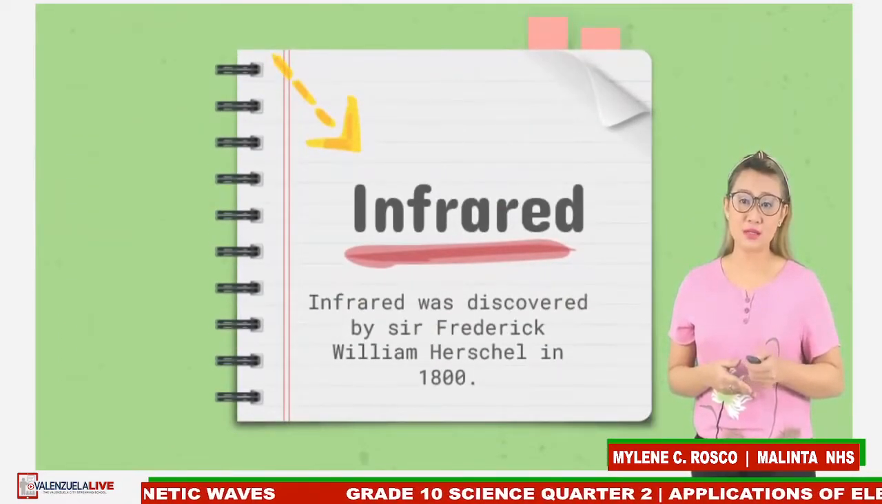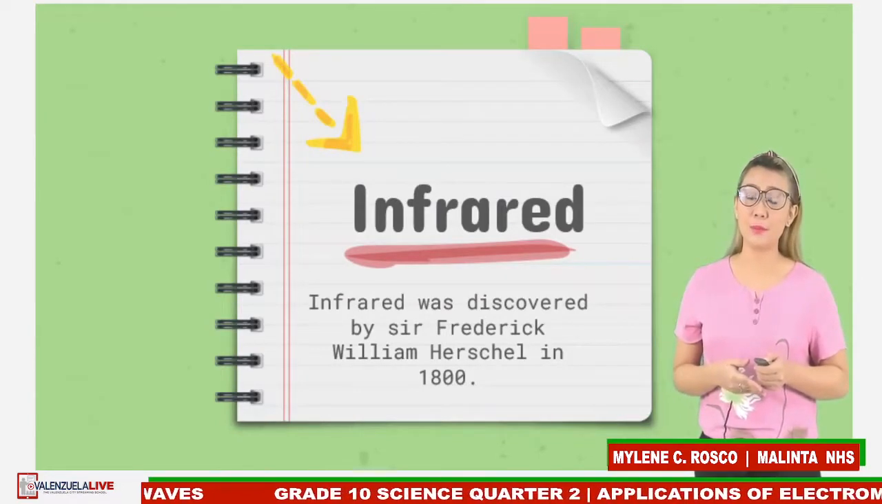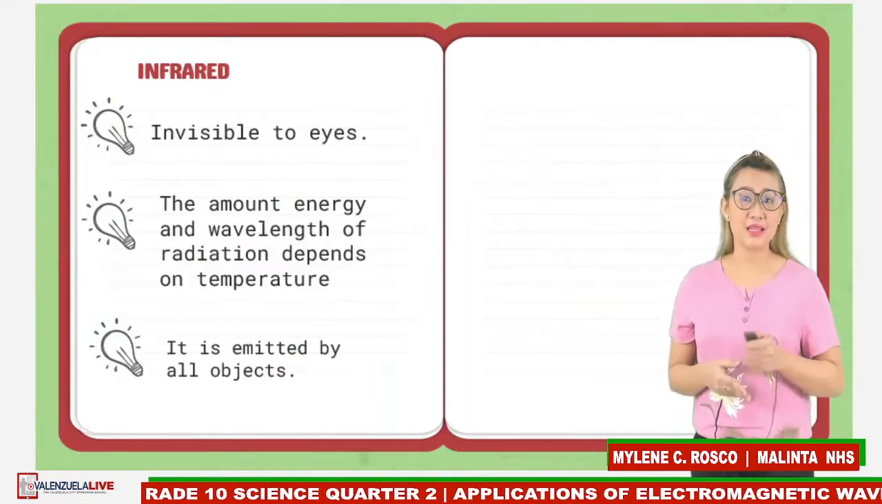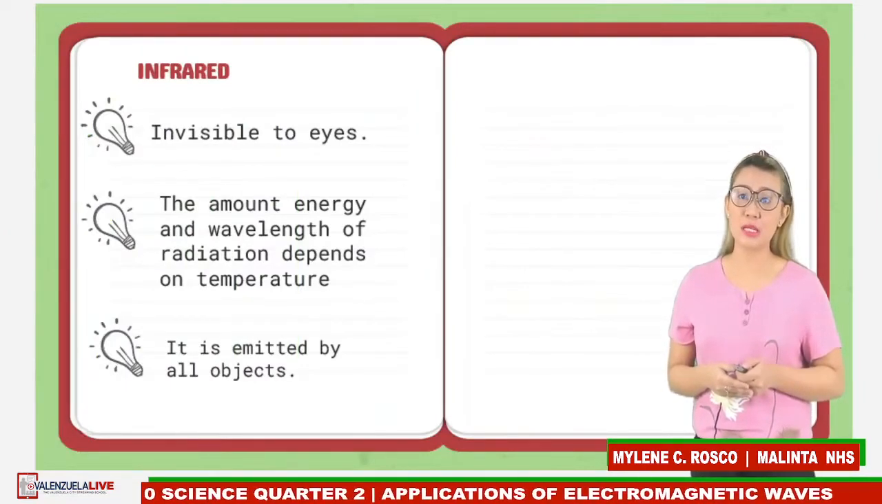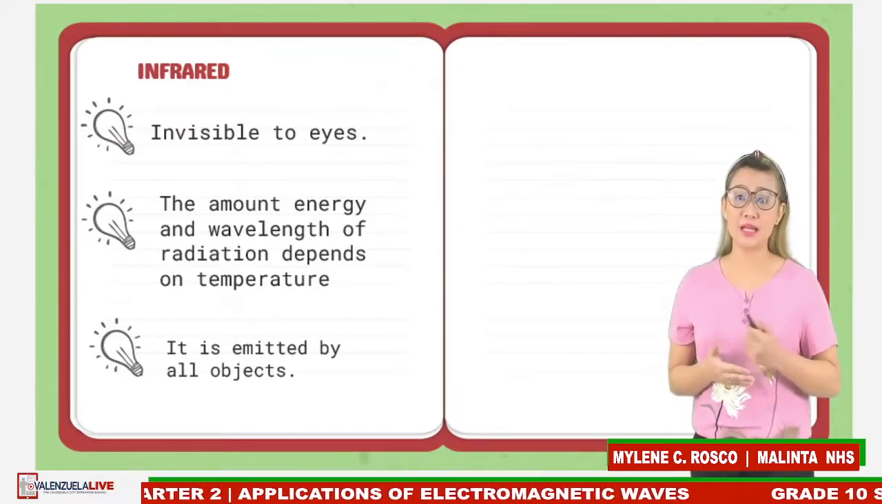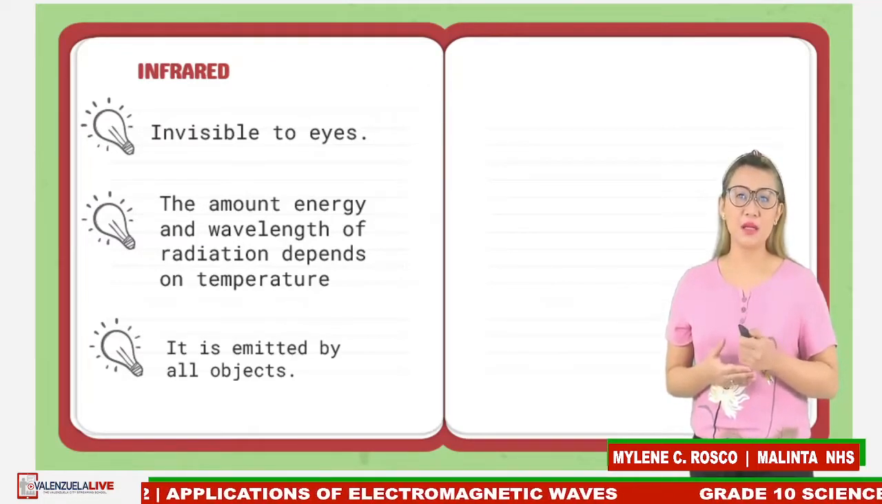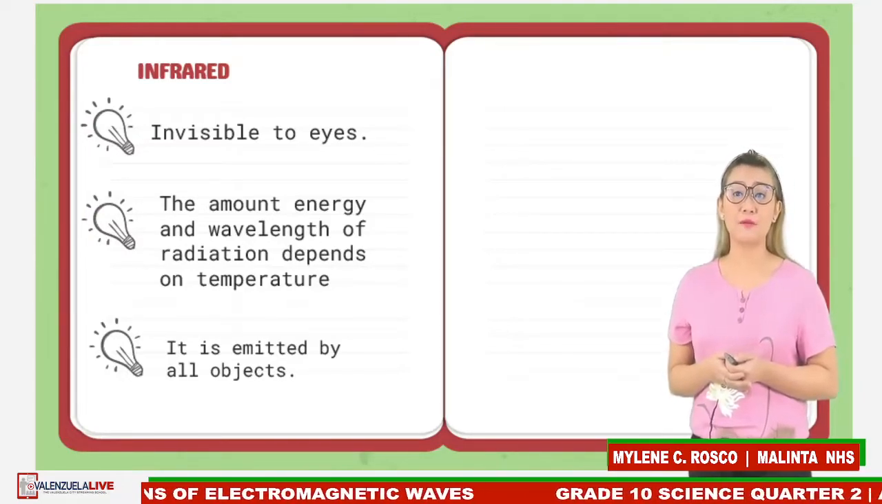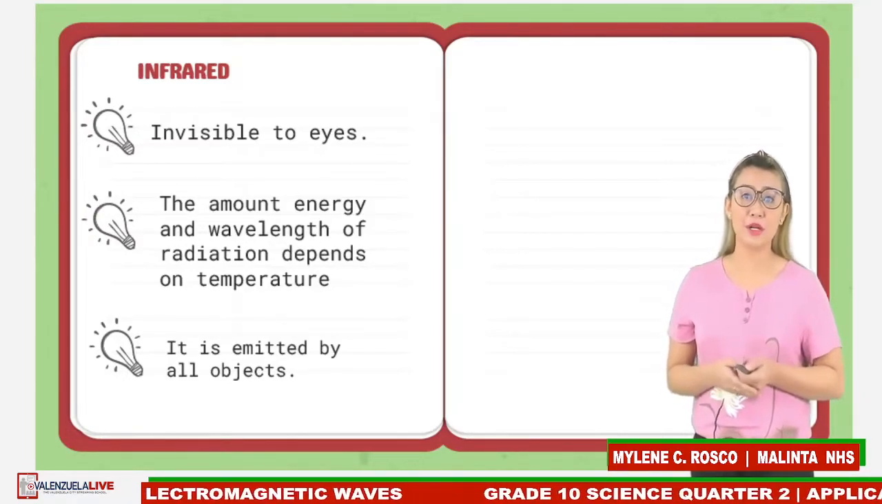Infrared was discovered by Sir Frederick William Herschel in the 1800s. It is a type of radiant energy that is invisible to the human eye, but we can feel it as heat. It is emitted by all objects, and the amount of energy and wavelength of radiation depends on temperature.